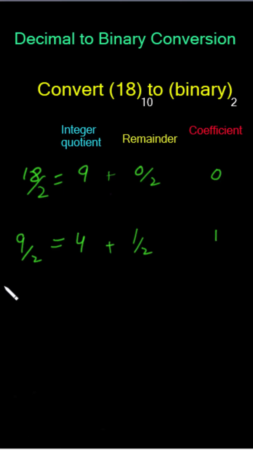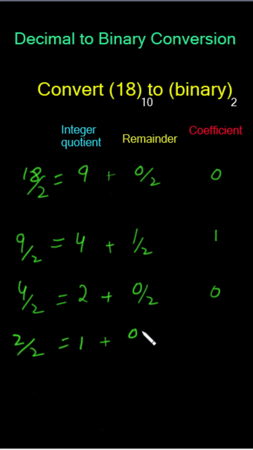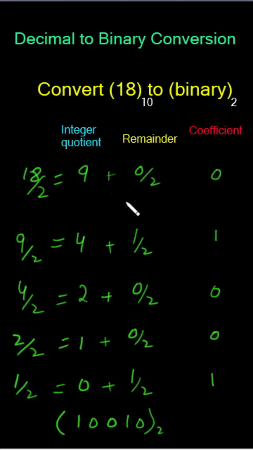Again, this 4 is going to be divided by 2, the integer quotient will be 2, the remainder will be 0 by 2, and the coefficient will be 0. 2 by 2, so the integer quotient will be 1, the remainder will be 0 by 2, and the coefficient will be 0. Now again dividing this 1 by 2, the integer quotient will be 0 and the remainder will be 1 by 2, and the coefficient will be 1. Writing it from bottom to top, 1 0 0 1 0. So this decimal 18 is equal to 10010 in binary.